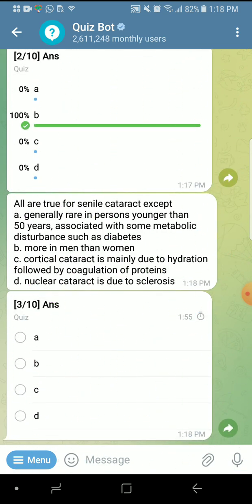Now, all of the following are true for senile cataract. By definition, senile cataract by Government of India is more than 50 years of age, unless and until it has been associated with diabetes or other metabolic condition. Now, B option is the answer over here because it is equal incidence in men and women. Cortical is due to intumescence, that is hydration of the lens, followed by coagulation, and nuclear, I told you, is due to sclerosis. So there is no gender differentiation.